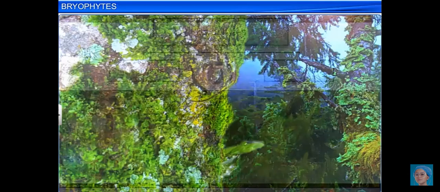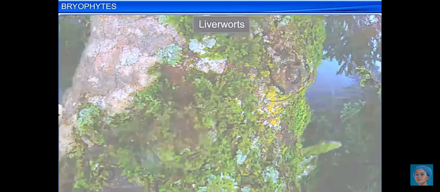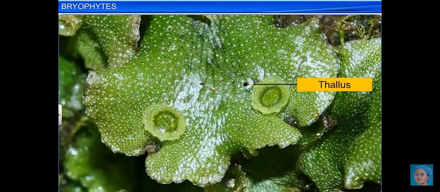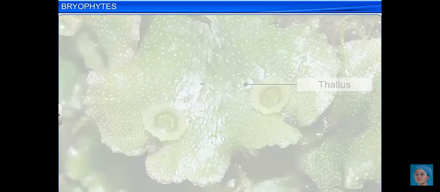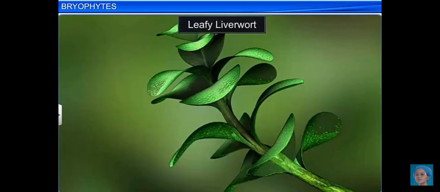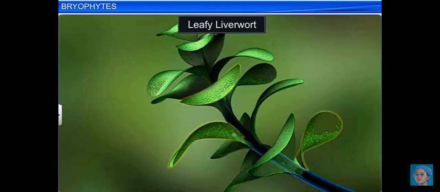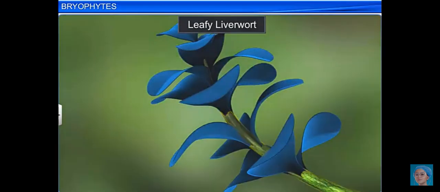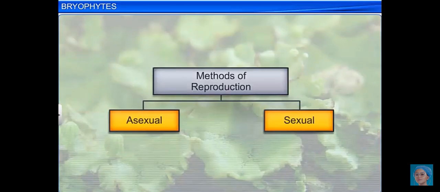You can find liverworts in moist and shady environs such as barks of trees. The plant body, a thallus, is dorsiventral and appressed to the substrate. However, in the case of leafy liverworts, the plant body bears tiny leaf-like appendages in two rows on the stem-like structures. Liverworts reproduce both asexually and sexually.